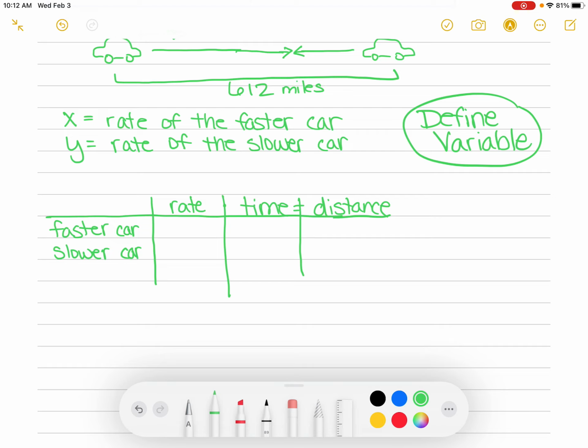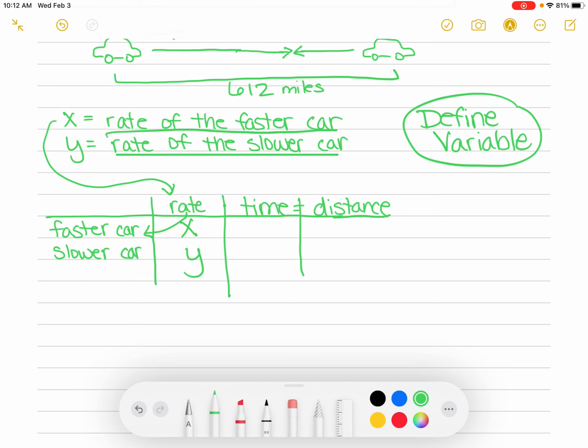Okay, so do we know the rate of either one of these cars? We actually don't know them, but we did define them. We said the rate of the faster car was X, so that's what I'm going to put here. The rate of the faster car is X, and then the rate of the slower car was Y. Remember, we wrote it right here. These are where I'm getting that from. Because I wrote it down, now I have that in my head and I know what I'm doing.